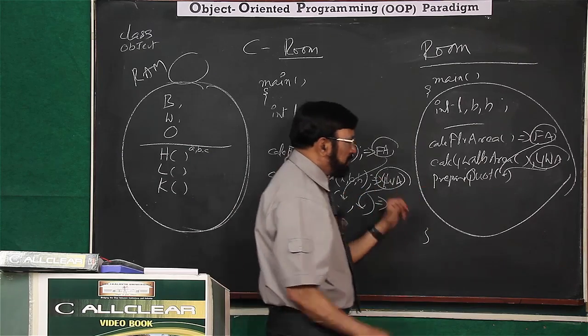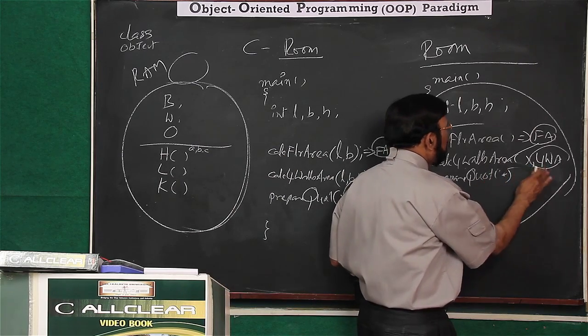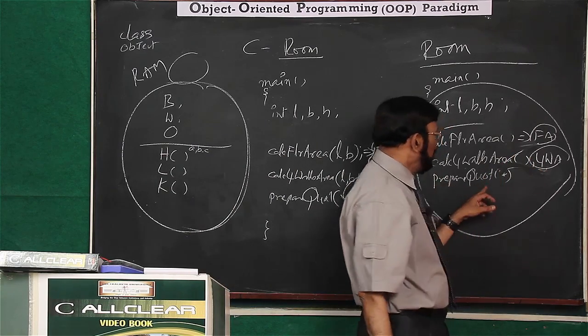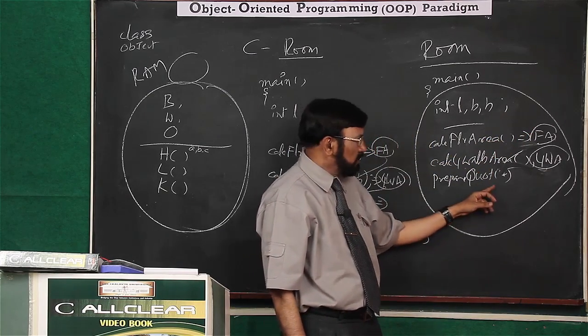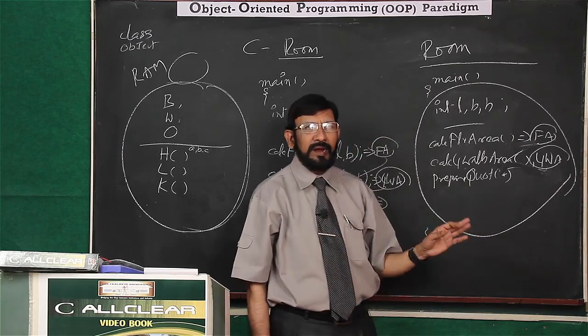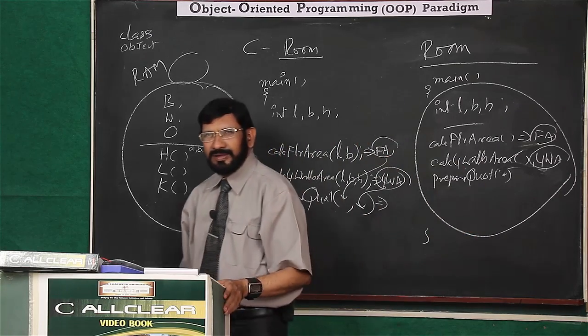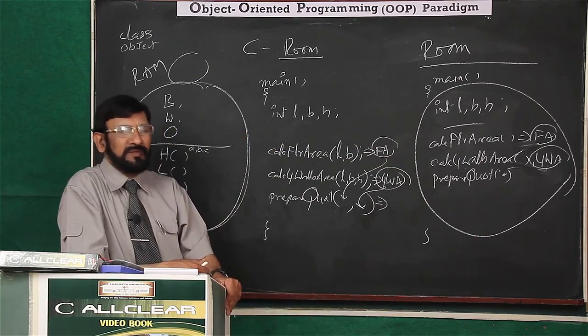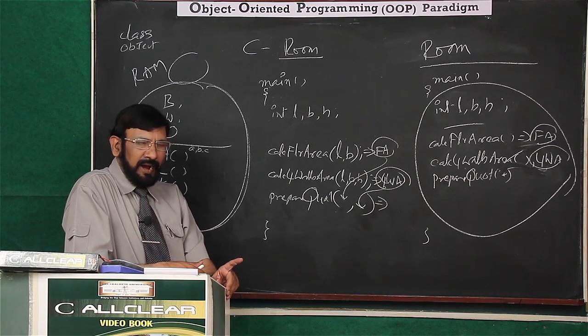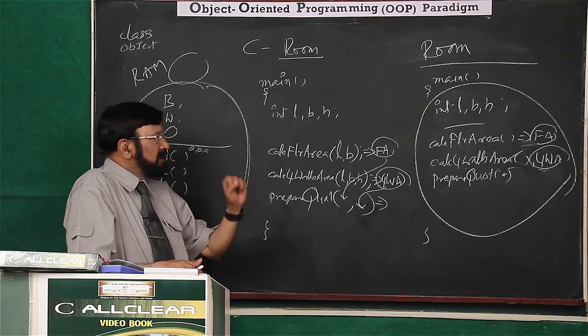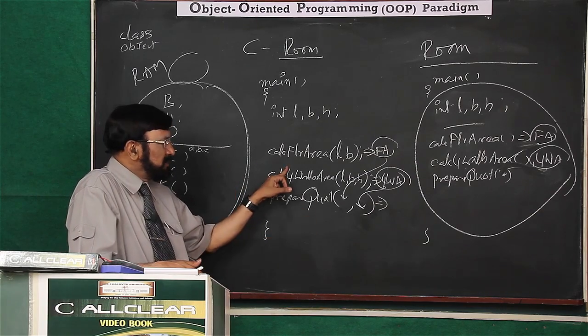Okay. But in this case, you need not pass. Whatever inputs it requires, automatically it takes. It takes floor area and four walls area and then prepares the quotation. This is the magic of WOOP. One should experience it. And if you want to understand the real superiority of WOOP, you have to see this.